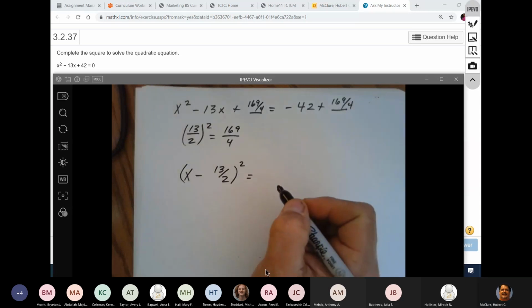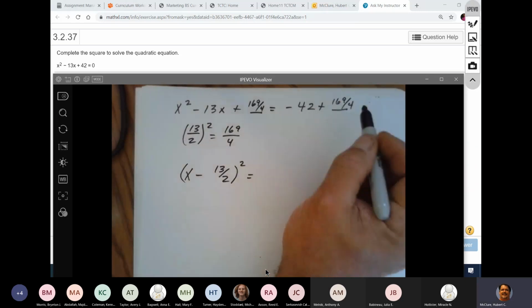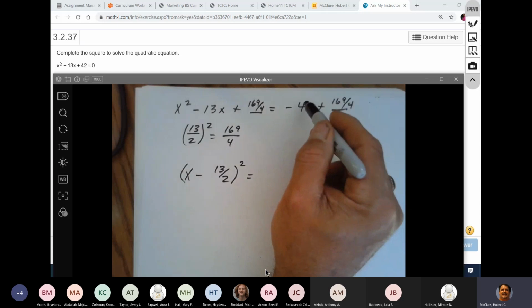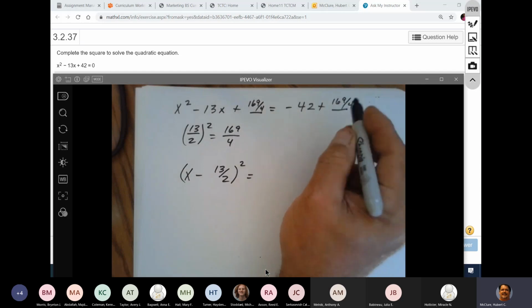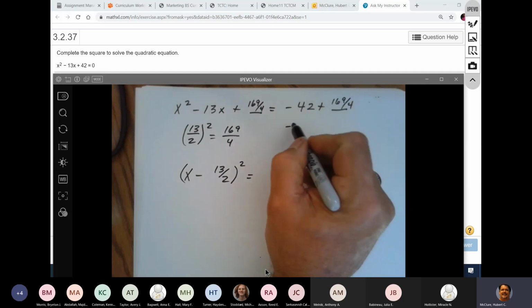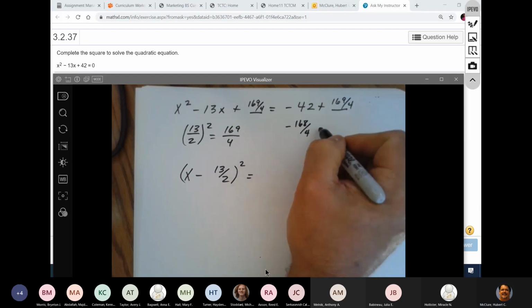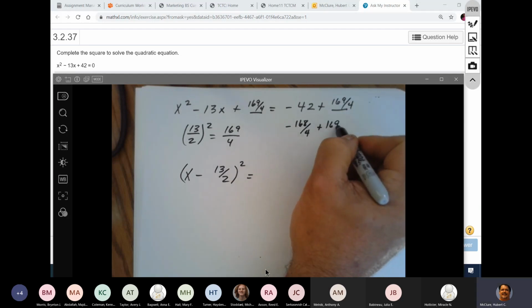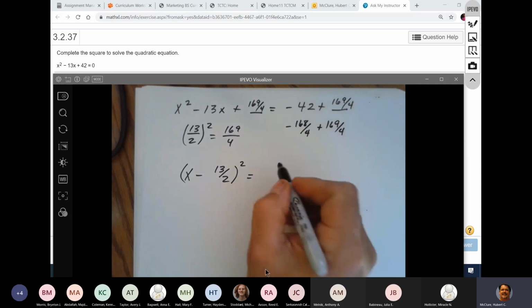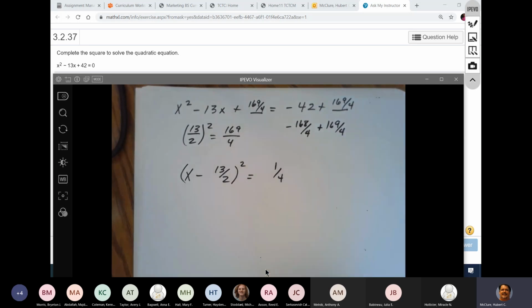Well, I'm going to have to change this into, let's see, 4 times, that'd be 168. Somebody check that for me. So that's going to be negative 168 over 4 plus 169 over 4. That's going to be 1 over 4.